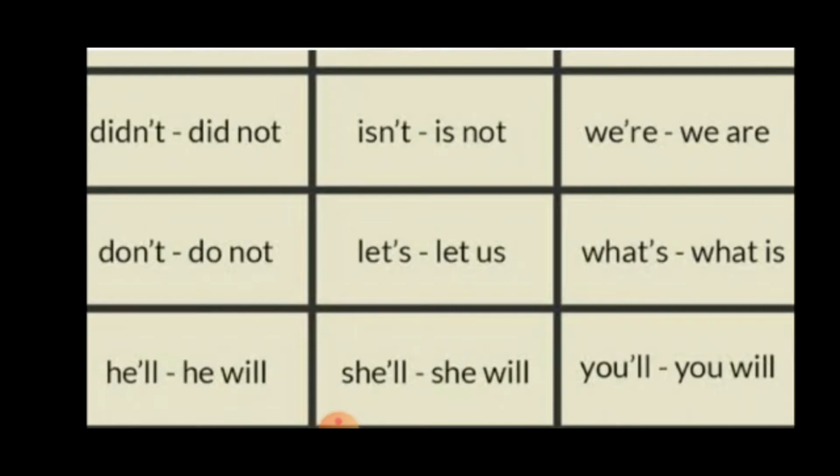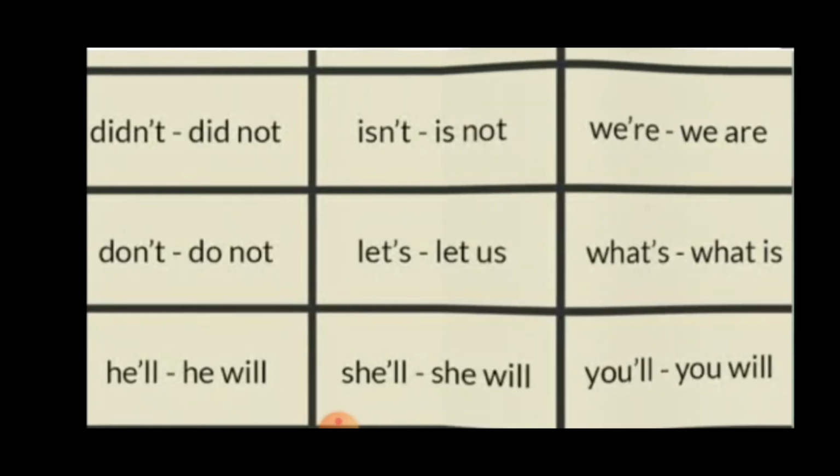So here you will, the contraction for you will is you'll. Here the apostrophe is given because w and i are not there. So these are the contraction forms. When we use a helping verb plus not, or a helping verb with a pronoun, that short form is called a contraction.